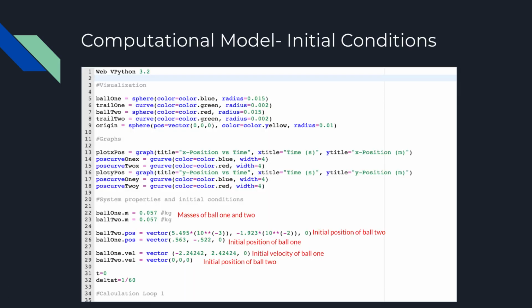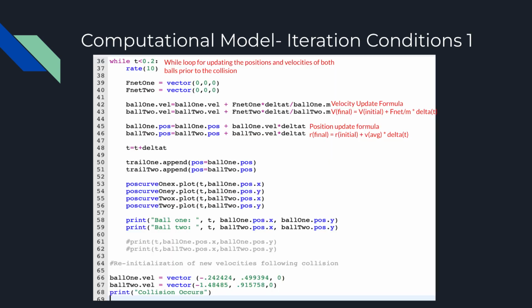And then here's my code for the computational model, which identifies the initial conditions. So here are my masses that I inputted, both balls equal to the same mass. And then the initial position of ball two is inputted there, and the initial position of ball one is inputted there, which I got from the Tracker model. And then I inputted ball one dot velocity and ball two dot velocity, which are the initial velocities of ball one and ball two.